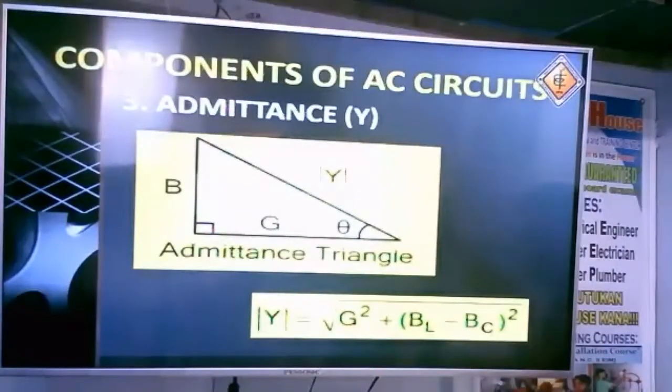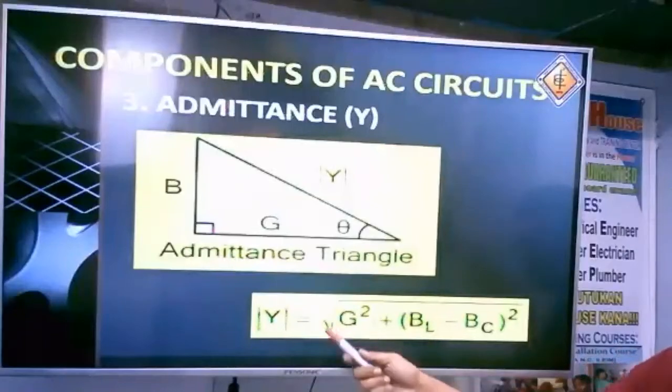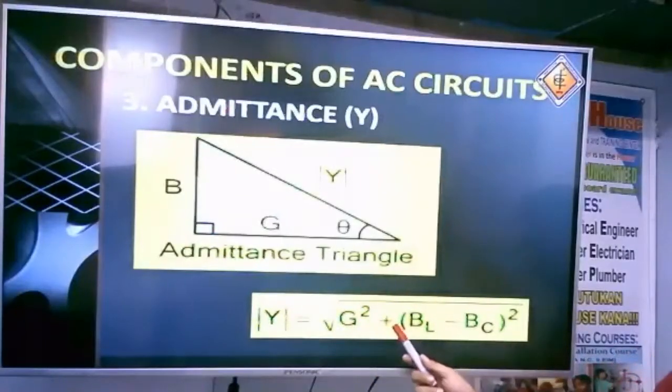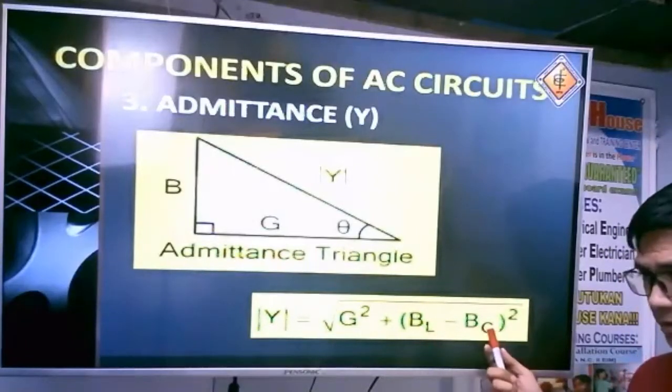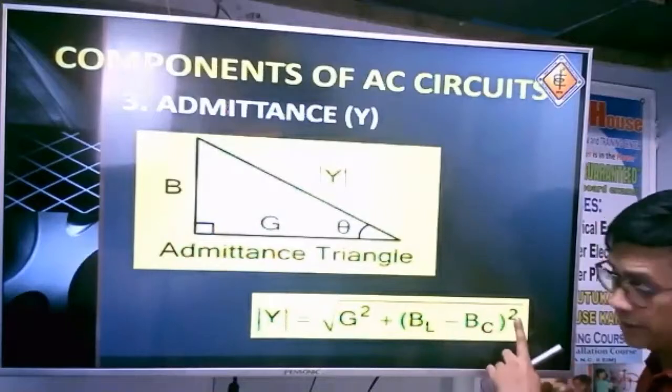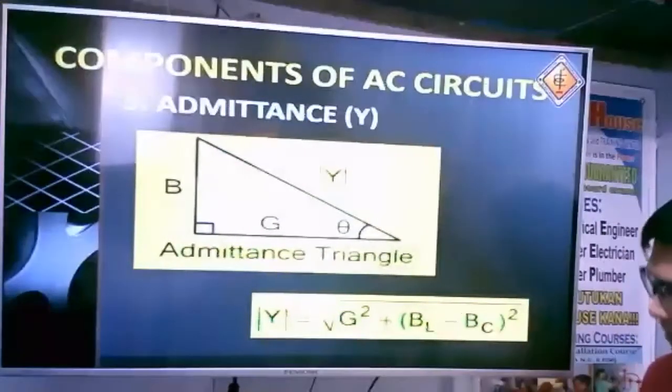Okay, so this is one way of solving the magnitude of the admittance. We have square root of G squared plus quantity B sub L minus B sub C squared. There's no problem if you make this as beta sub C minus beta sub L. Anyway, you're just going to square this so that this will just become a positive number.